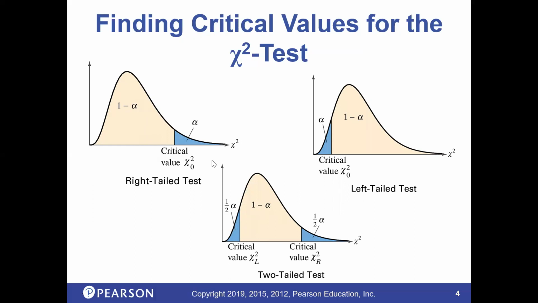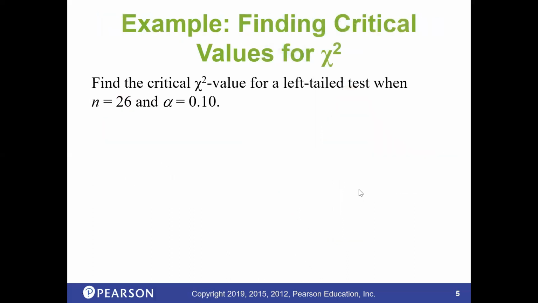So let's practice getting the values, just like we did last time. Can you find for me the critical values for chi-squared? If we have n is equal to 26, alpha is equal to 0.10. Okay, so now we'll go take a look at our textbook. And I'm going to jump to a little different section here.